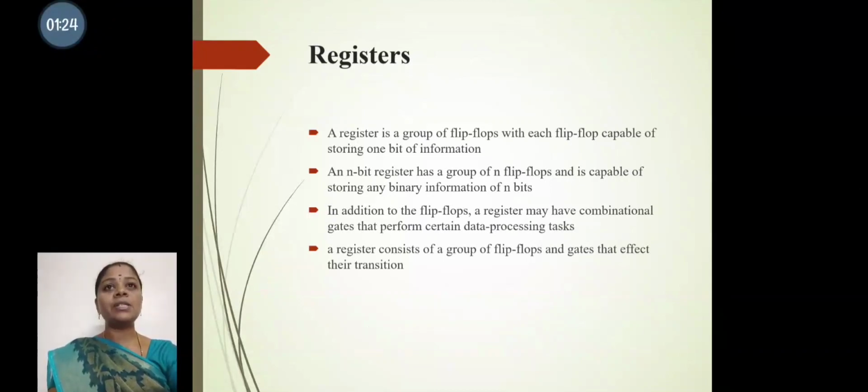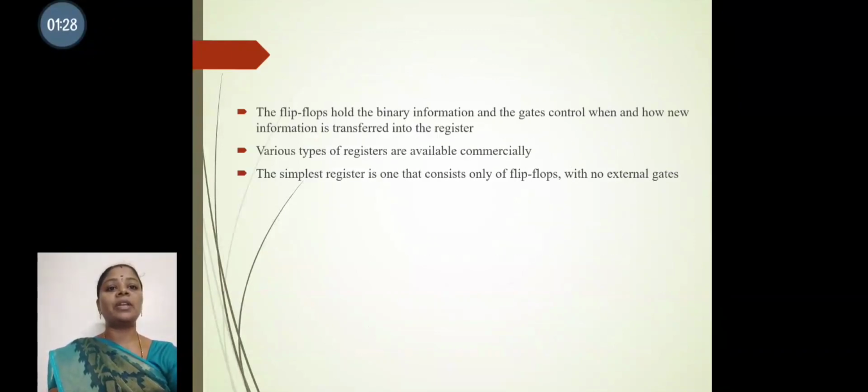The register consists of a group of flip-flops and gates that affect their transition. The flip-flops hold binary information and the gates control when and how new information is transferred into and from the register. There are various types of registers available commercially. The simplest one contains only flip-flops with no external gates.